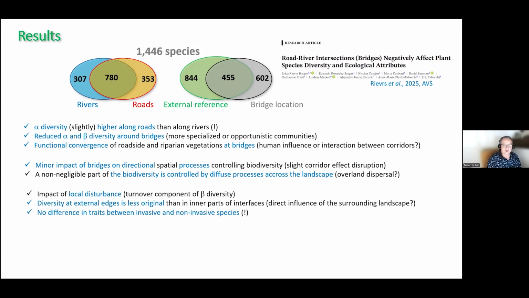At the local scale, we found, as expected, a strong impact of local disturbance on biodiversity. We found also that diversity at the external edges is less original than in the inner parts of the corridors or of the interfaces. And here we can see probably the direct influence of the surrounding landscape. Surprisingly also, we found no differences in traits between invasive and non-invasive species.